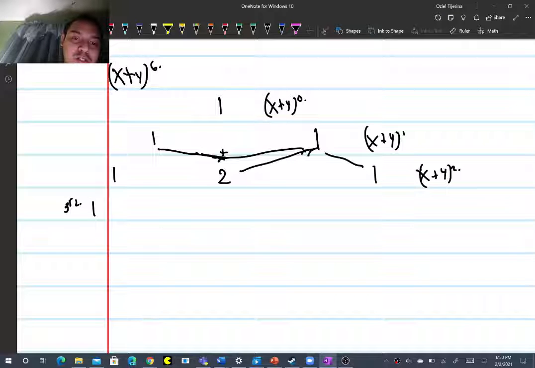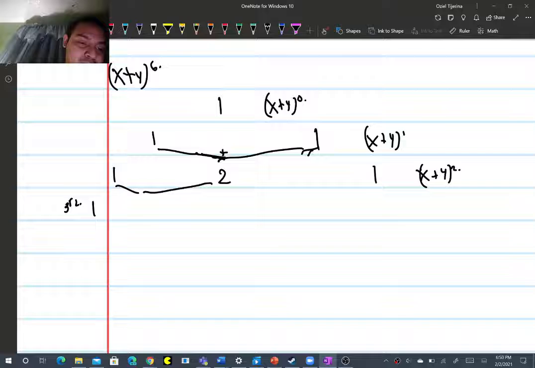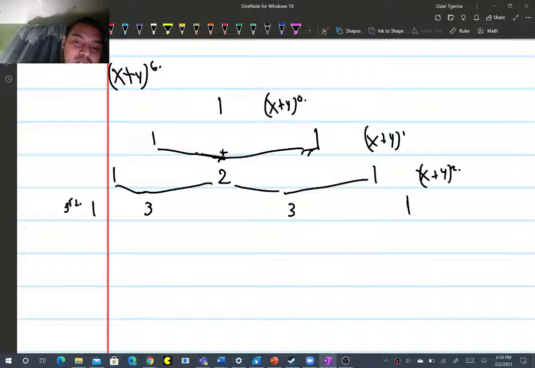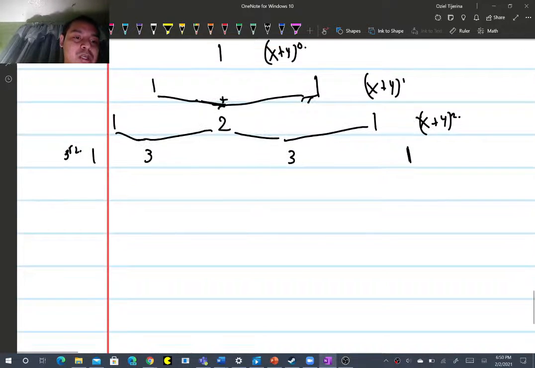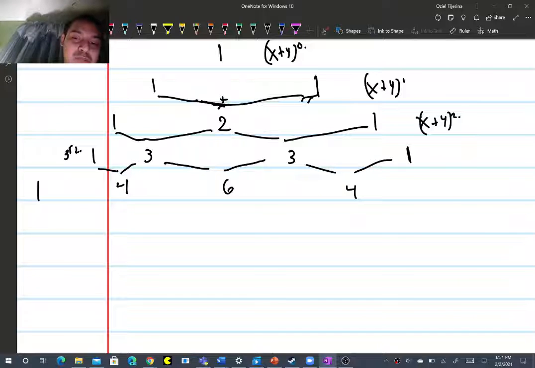So basically you're adding every term as you go down. This one, you're adding these two, you're getting a 3, and these two, you're adding them together, you're getting a 3 as well, and then you put a 1 right here. Now, going to the 4th term, you're going to say another 1. You're adding these two, you get a 4. You're adding these two, you get a 6. Adding these two, you get a 4. And then you put another 1 right here.